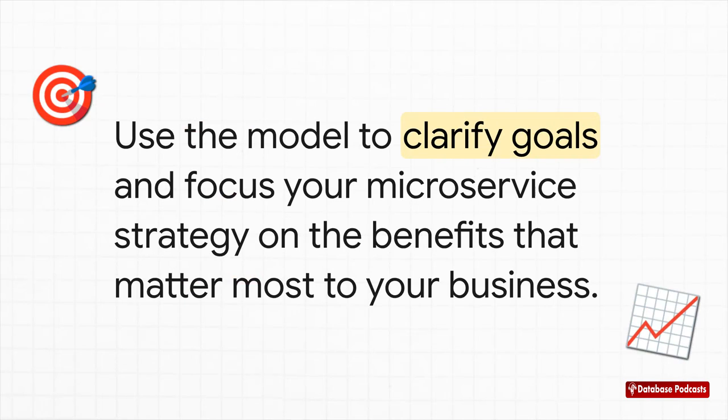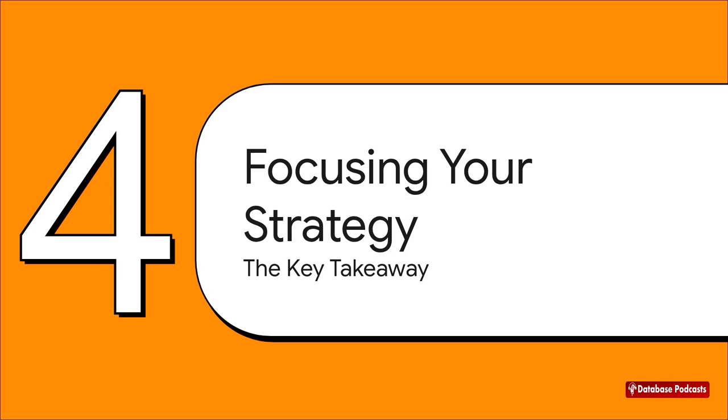And what's really powerful here is that you don't have to be systematized across the board for every single thing. The whole point is to be deliberate. Use this model to ask your team, what benefit do we need the most right now? And then you focus your efforts right there. This is what stops you from chasing microservices just for the tech and starts you on the path of doing it for the business.